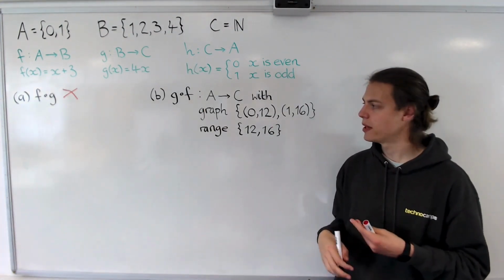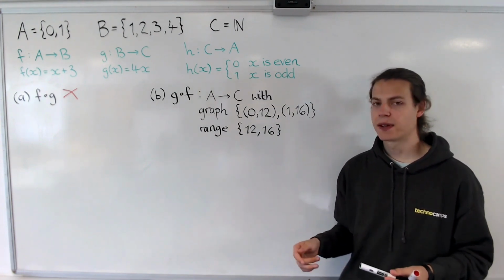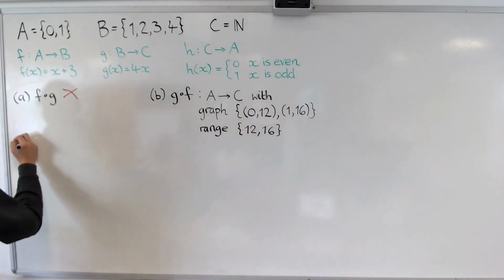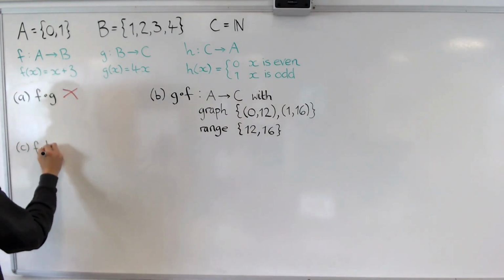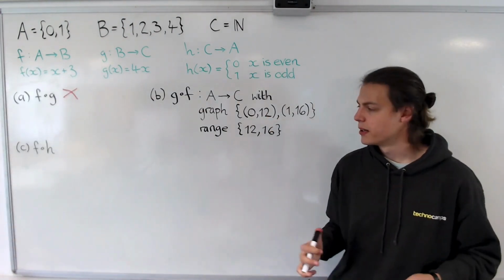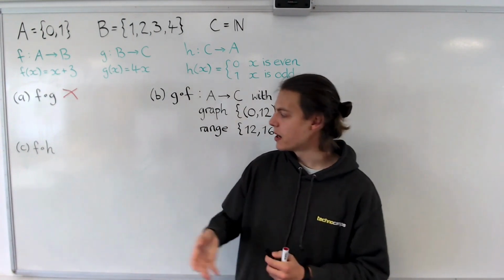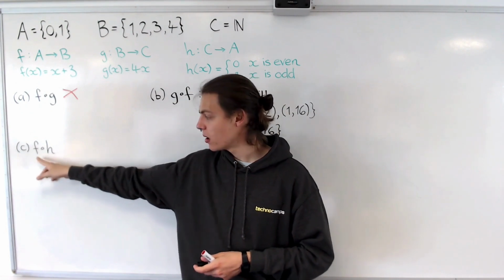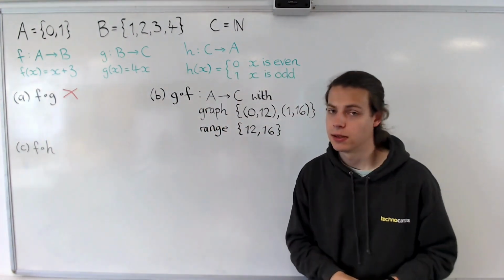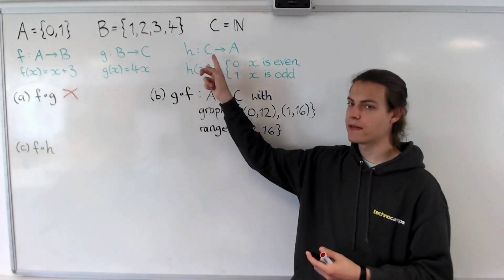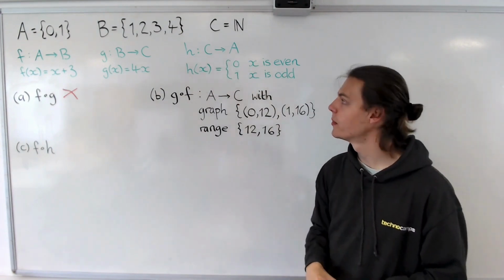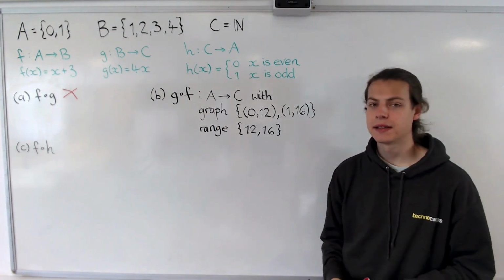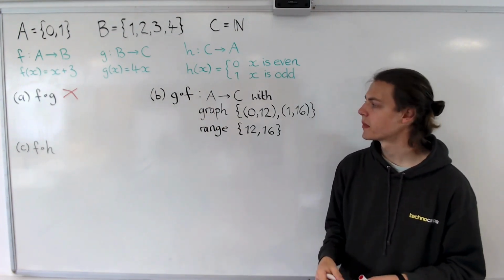Right, let's think about the next composition. F composed with H. So for this to be defined, we need the codomain of H to match the domain of F. So let's see what we've got. The codomain of H is A, and the domain of F is A. So yeah, this is a defined function.